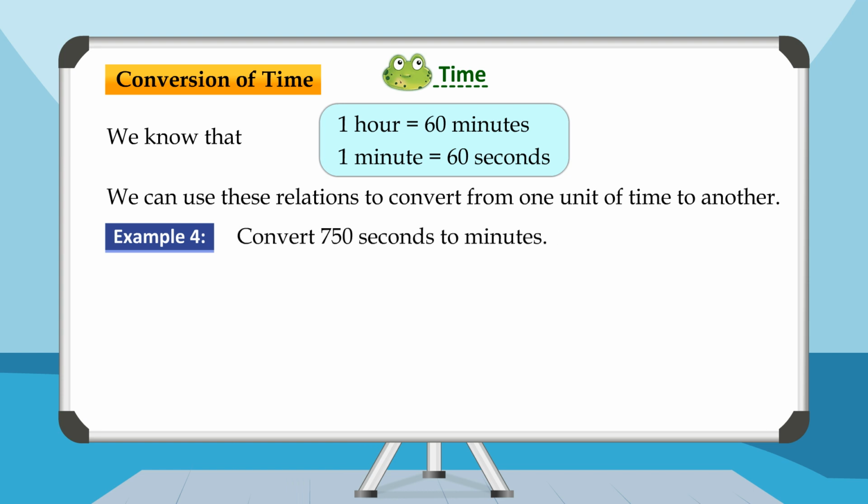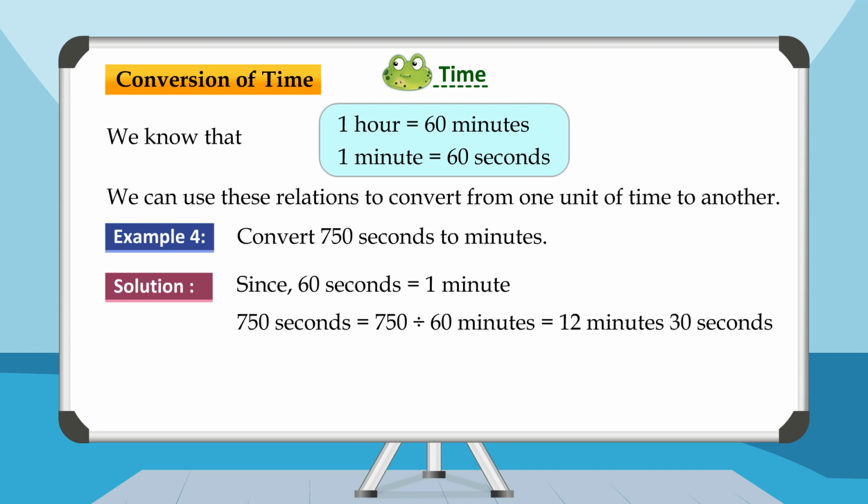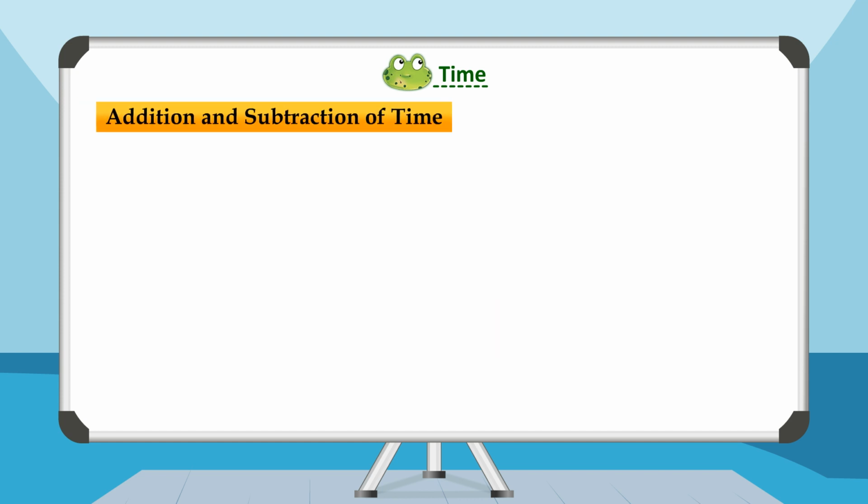Example 4. Convert 750 seconds to minutes. Solution: since 60 seconds equals 1 minute, 750 seconds equals 750 divided by 60 minutes is equal to 12 minutes 30 seconds. Addition and subtraction of time.